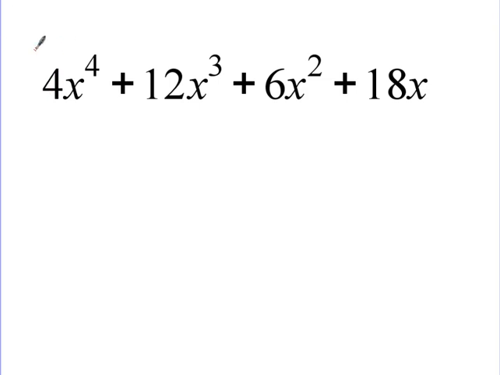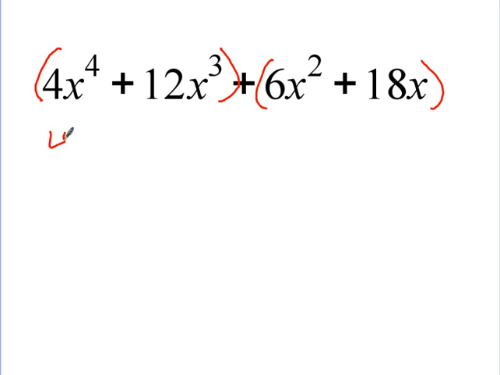So 4x to the fourth plus 12x cubed plus 6x squared plus 18x. So there's a few routes I could go with this one. I do have a greatest common factor. I can take out a 2x. Okay. So I could take out that 2x, or I could just see what happens. Let's see what happens when I group. Maybe I need to take out the 2x first. Let's just see what happens here.